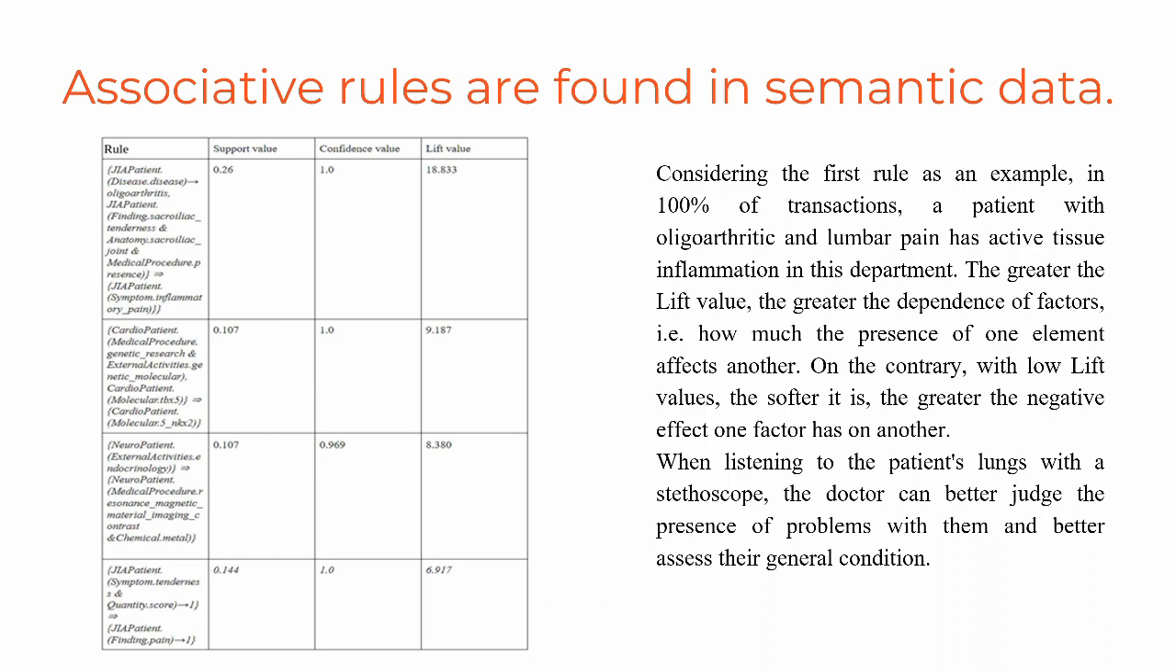Associative rules are found in semantic data. Considering the first rule as an example, in 100% of the transactions, a patient with oligoarthritis and lumbar pain has active tissue inflammation in this department. The greater the lift value, the greater the dependence of factors, for example, how much the presence of one element affects another. On the contrary, with low lift values, the greater the negative effect one factor has on another. When listening to the patient's lungs with a stethoscope, the doctor can better judge the presence of problems with them and better assess their general condition.